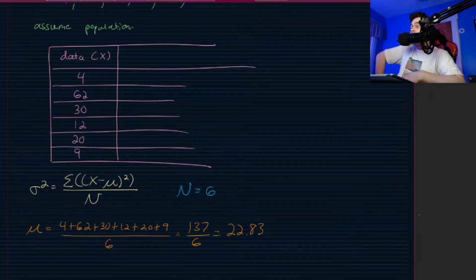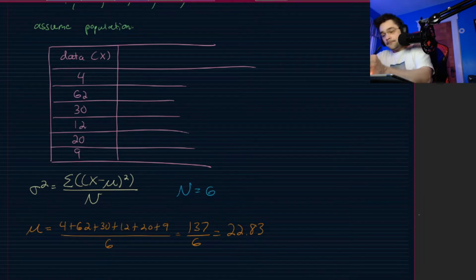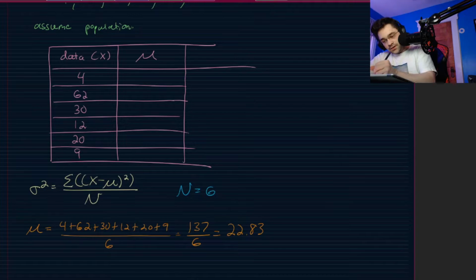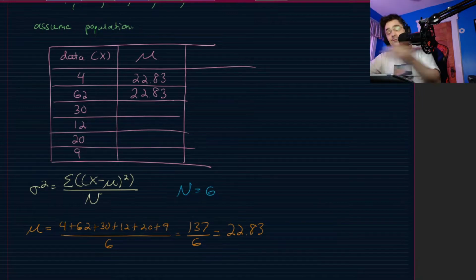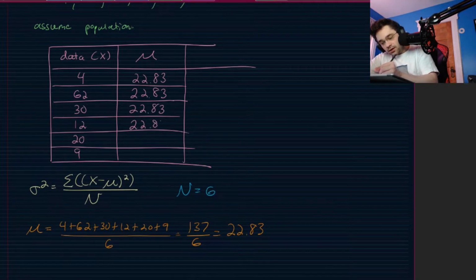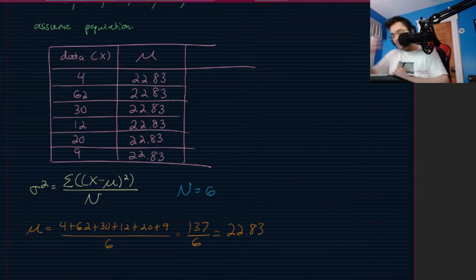So very often, I like to put in a column for mu. And I'll just put the same value here every single time. It's 22.83. You'll see why in a second, because the next column, I'm just going to do x minus mu. And so it'll just be the first column minus the second column. And it'll be really easy to handle. 22.83, 22.83, 22.83, 22.83.